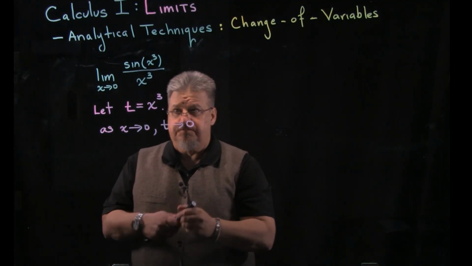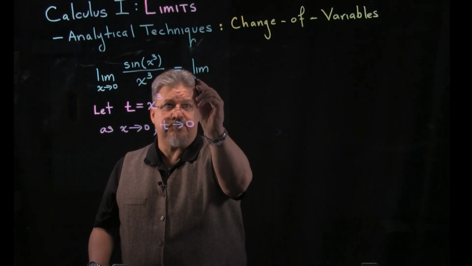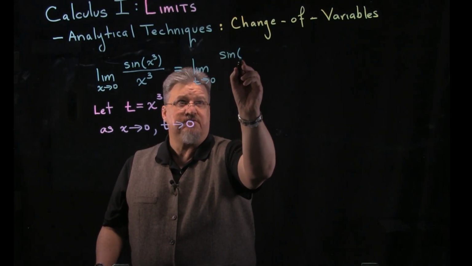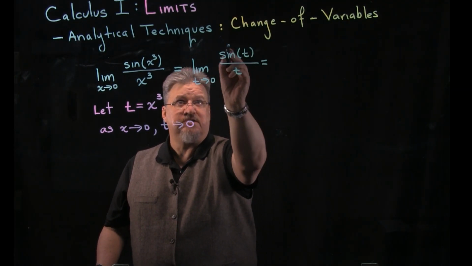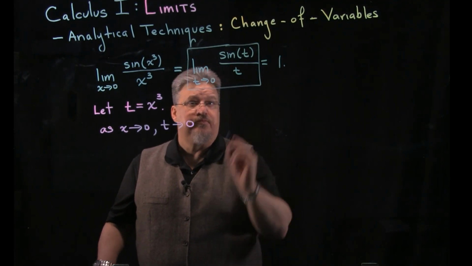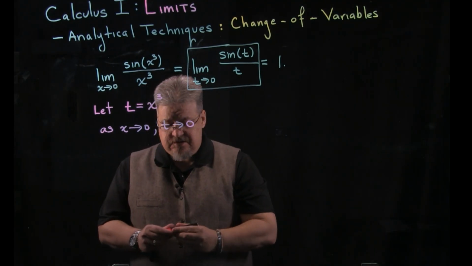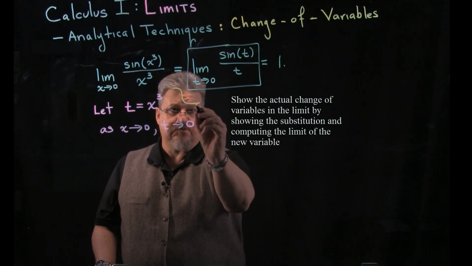So the original problem can be rewritten in terms of our new variable t. The limit as t goes to 0 of the sine of t over t. And again, this is our well-known limit of 1. Done. Again, when you're doing this problem, it's imperative that you write and show the actual change of variables.